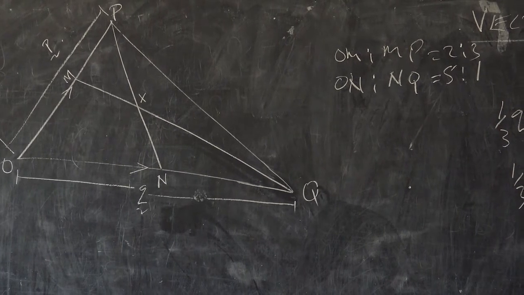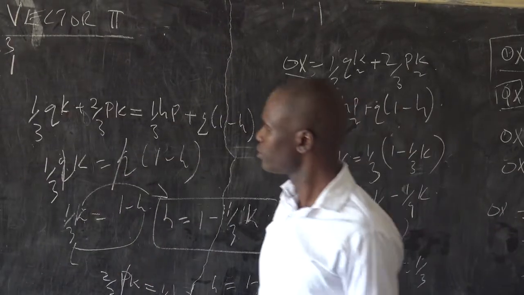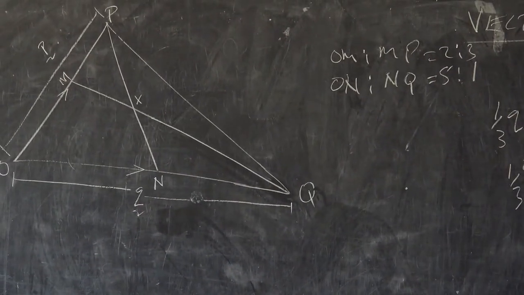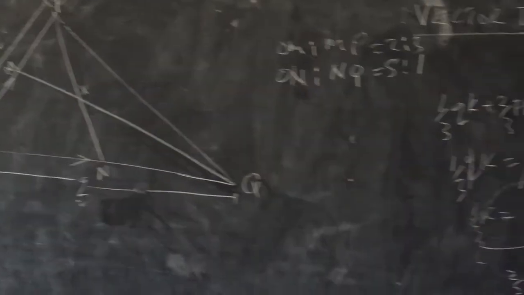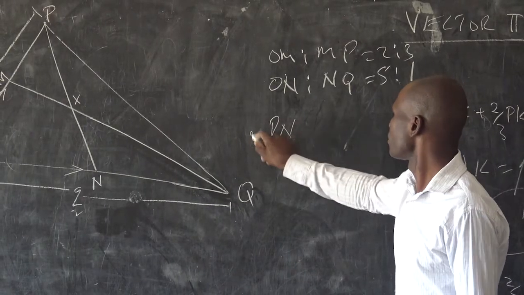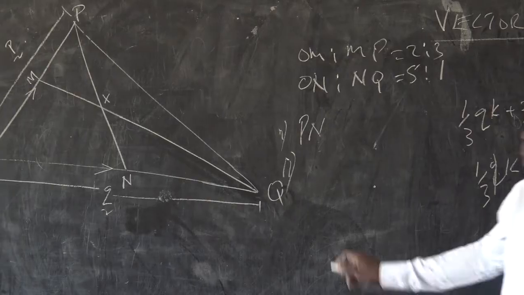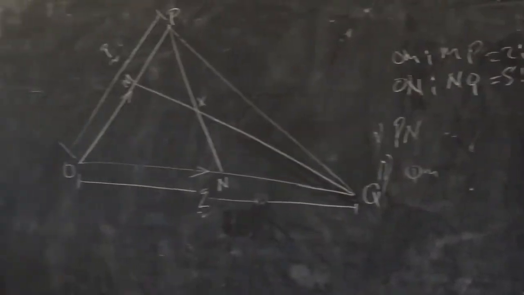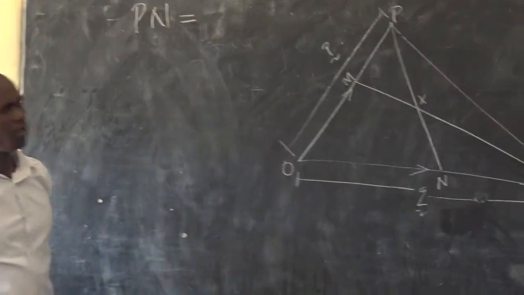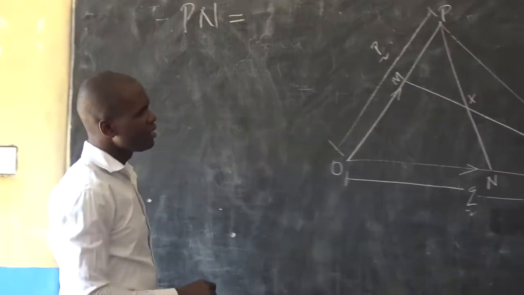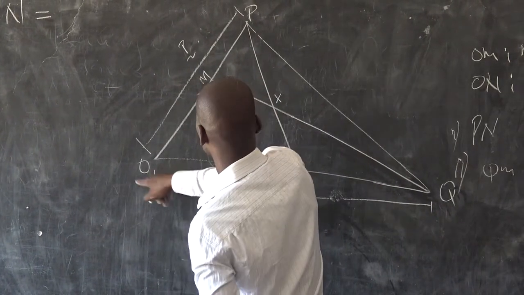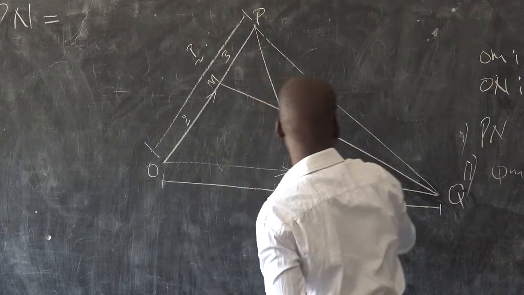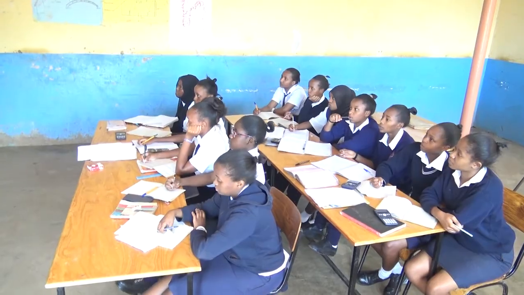Now line PN intersects line MQ at X. The way the diagram is, you see MQ intersects PN at X. Express in terms of p and q: Roman 1, PN, and Roman 2, QN. Now, how can we get PN? We are at P, we want to go to N. Then we have been given the ratio of OM to MP, which is 2 to 3, and ON to NQ, 5 to 1.